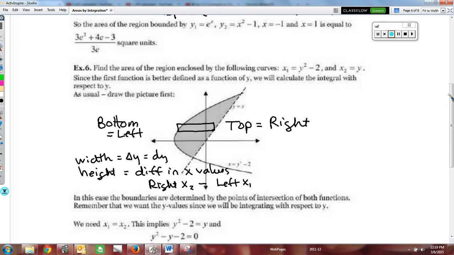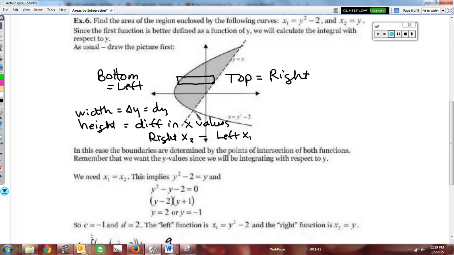When we set this up, a couple of things we have to worry about. We're going to need our bounds. This is my c, this is going to be my d. We're going to have to find these values, and you may wonder, how do I do that? I have to find the intersection of these two curves.